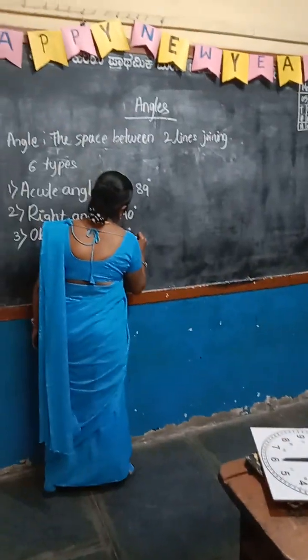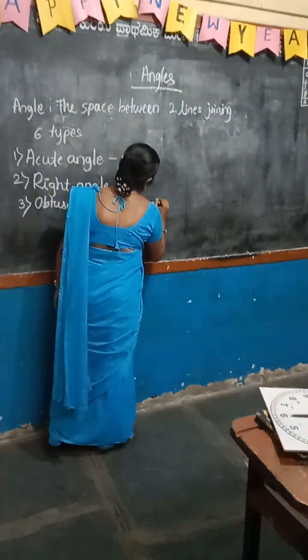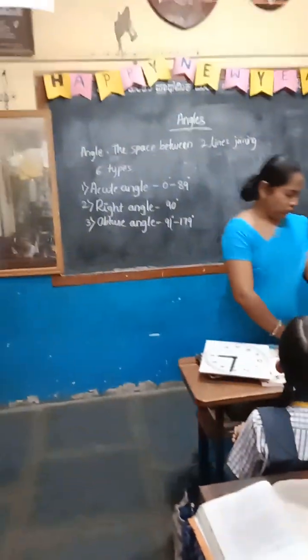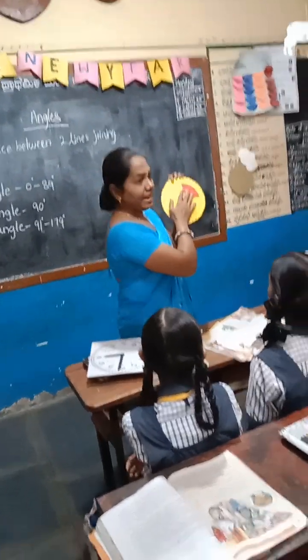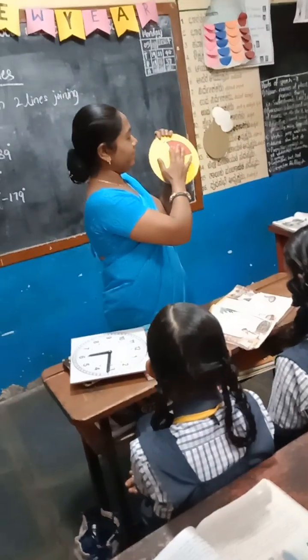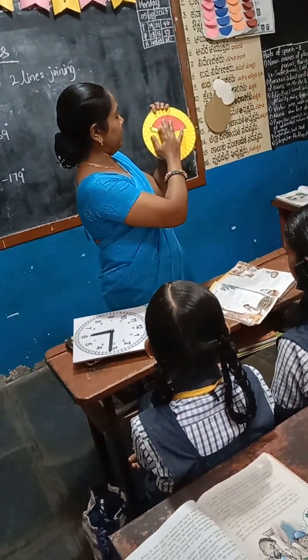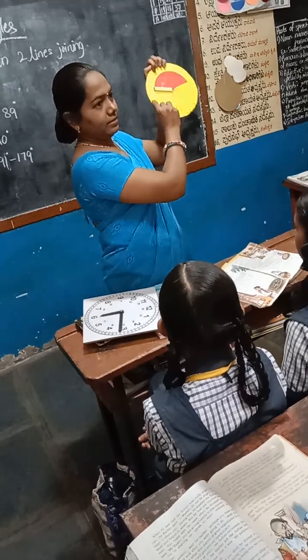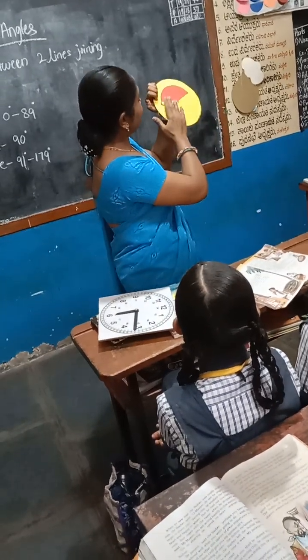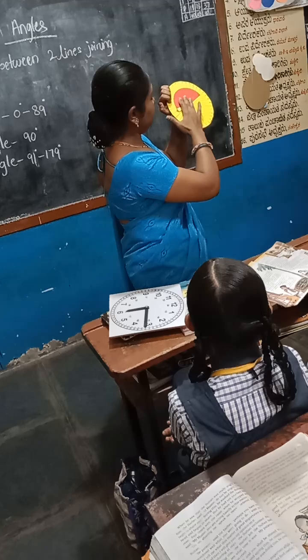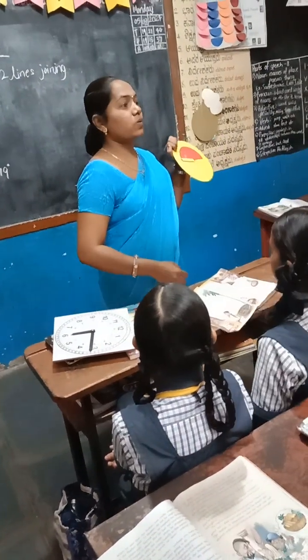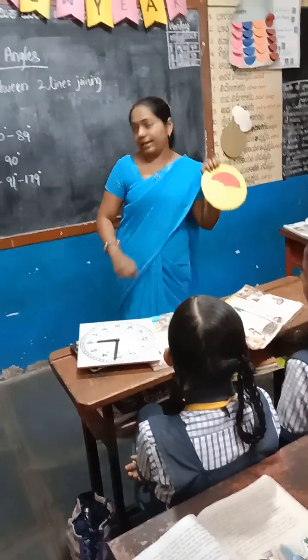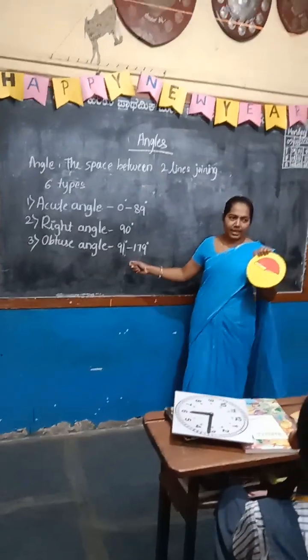From 91 degrees to 179 degrees, it is known as an obtuse angle. So I am moving this one. Now it is 90 degrees. I just move it up to this. Here it is 180 degrees. So I move up to 170 up to 179. It is known as what? Obtuse angle. It is known as an obtuse angle.